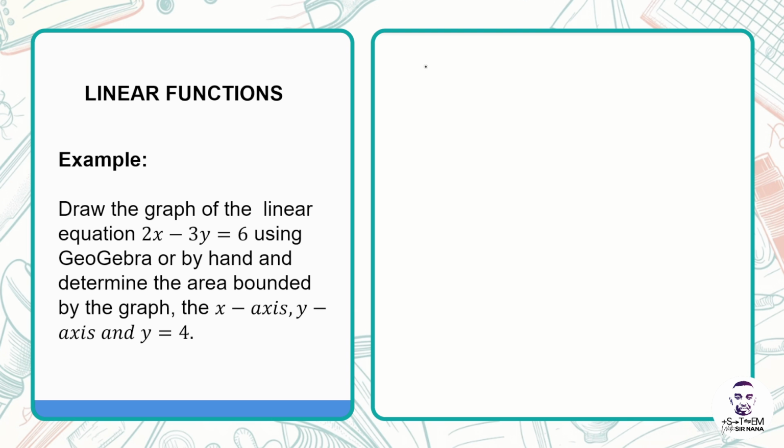So the equation given here is 2x minus 3y is equal to 6. And then we are also saying that this graph, or this equation, is also bounded by the x-axis, the y-axis, and then y is equal to 4.